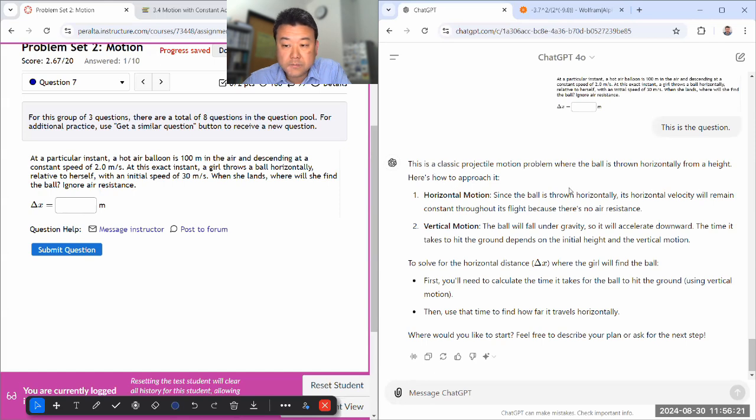Since the ball and horizontal remain constant, well, yeah. Yeah, that's characteristic of projectile motion, but it doesn't have anything to do with whether the ball is thrown horizontally or not. But let me not nitpick it right now. Vertical motion, the ball will feel under gravity.